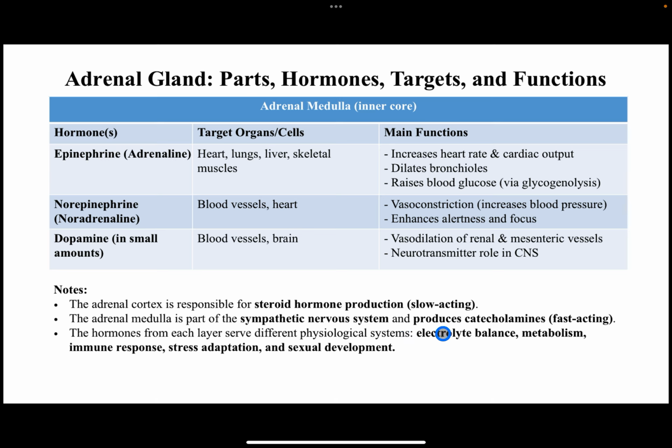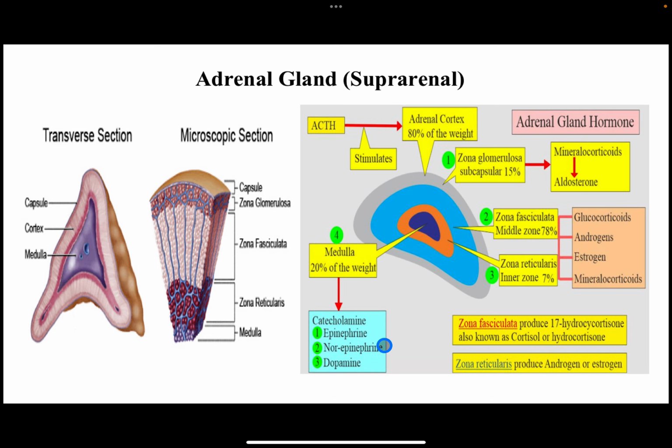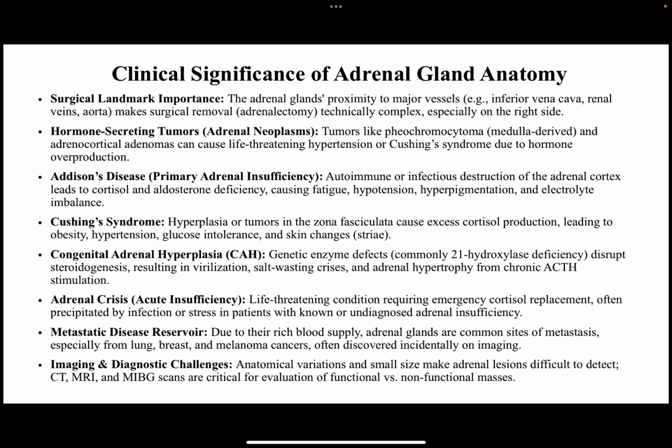For example, if you go to the zones, the zona glomerulosa plays a role in electrolyte balance. The zona fasciculata, which is the middle zone, produces glucocorticoids, which play a role in metabolism, immune response, and stress adaptation. The zona reticularis plays a role in sexual development and masculinization. So each of the zones plays different physiological roles. Is that okay? So basically, that is it for the adrenal gland.